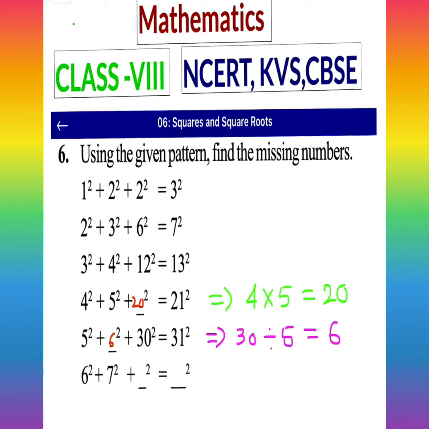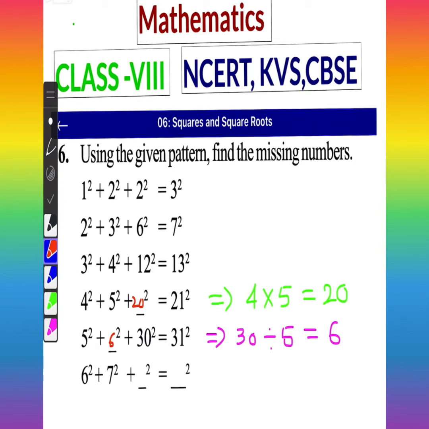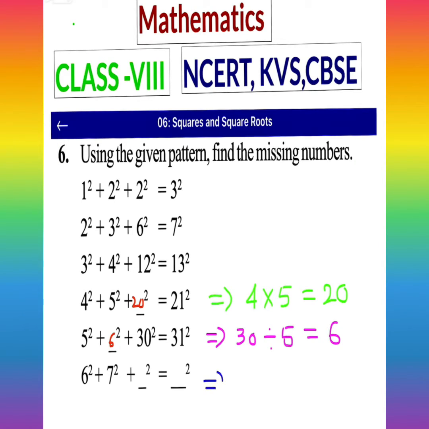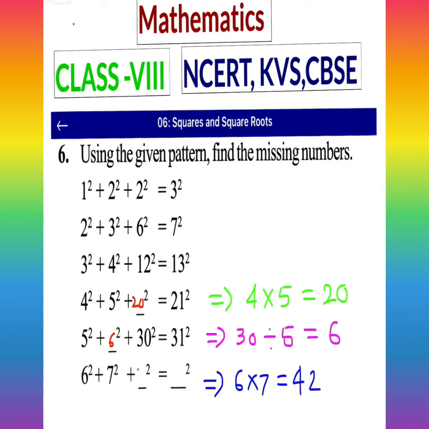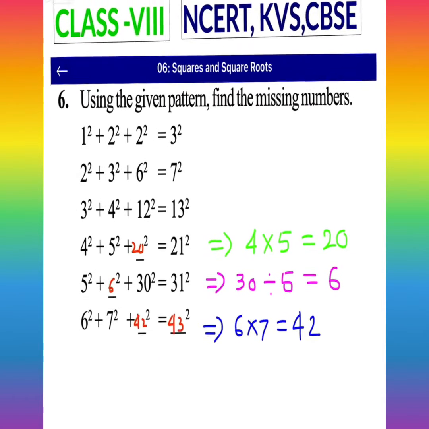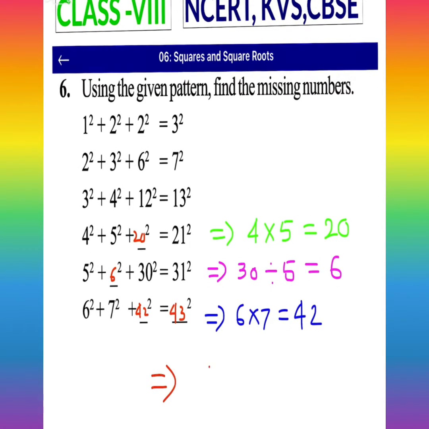After that the last one, here 6 square plus 7 square, so multiply this 6 and 7, you will get just like that. This is 6 into 7, this is 42, so you will fill here 42 square. And now the next number, if you add 1 in 42, then you will get 43. So in this place you will fill here 43, means the next number 42 plus 1, that is 43. So this is the answer of this question number 1.